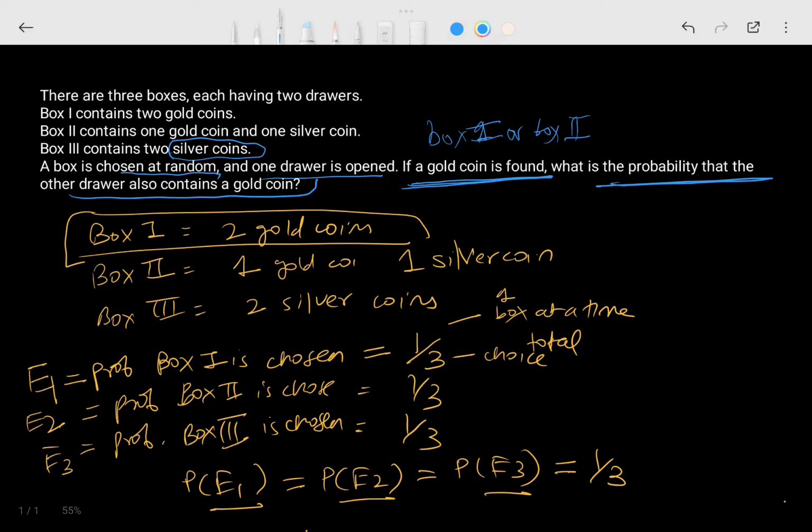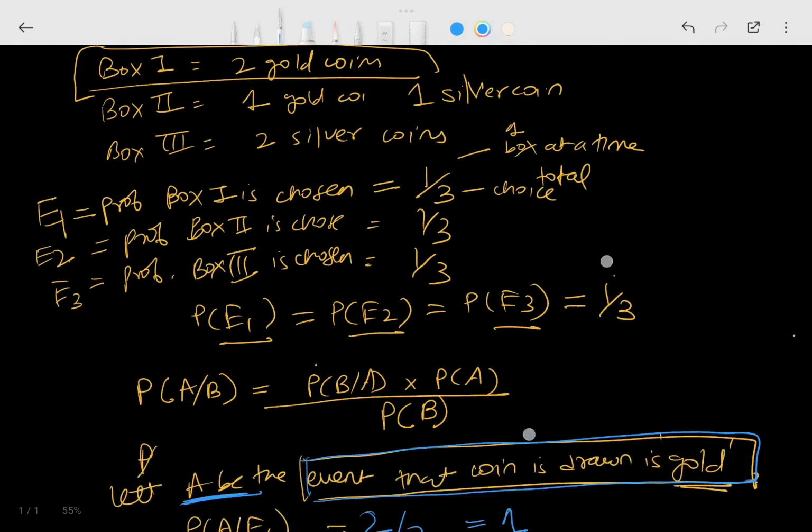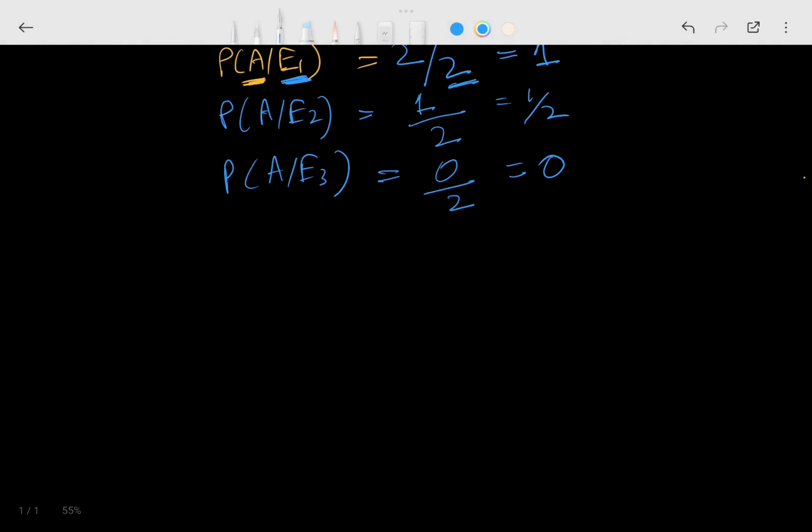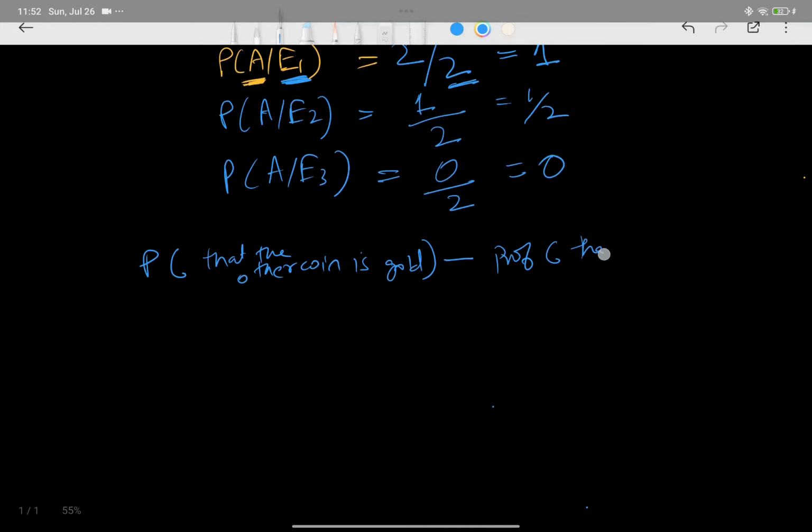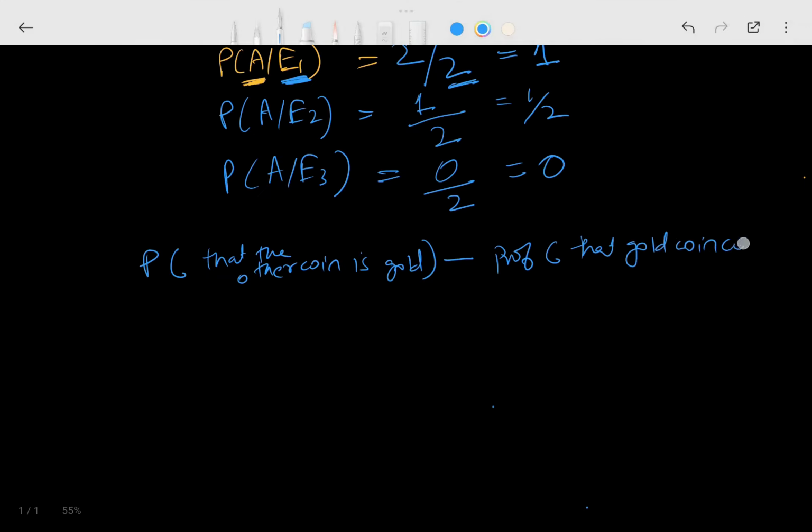Which is nothing but what is the probability that the gold coin which was picked was from the first box, right? Because if the other coin is also gold, that means it has been picked from the first box only. So what is the question asking you? The question is asking you this thing. What is the probability that the other coin is gold? Which means nothing but what is the probability that the gold coin comes from box 1? What is the probability? Which is nothing but what is the probability that the gold coin comes from box 1?